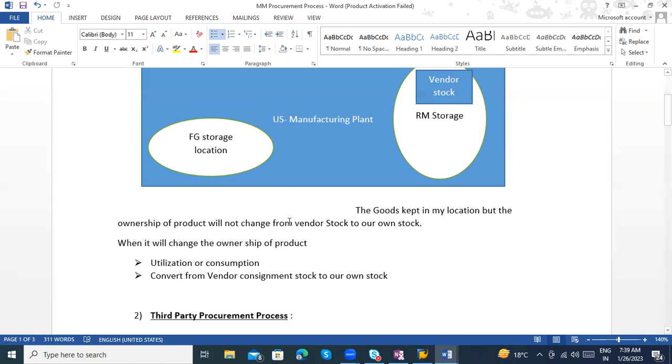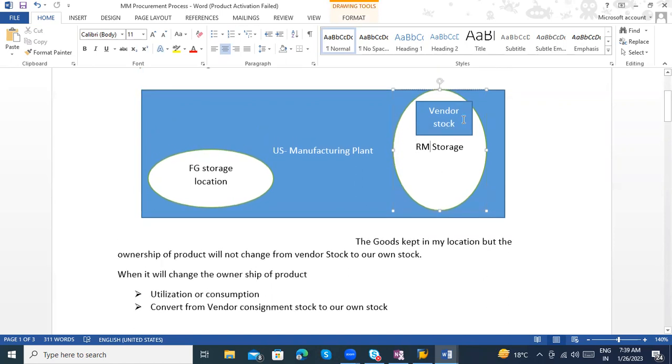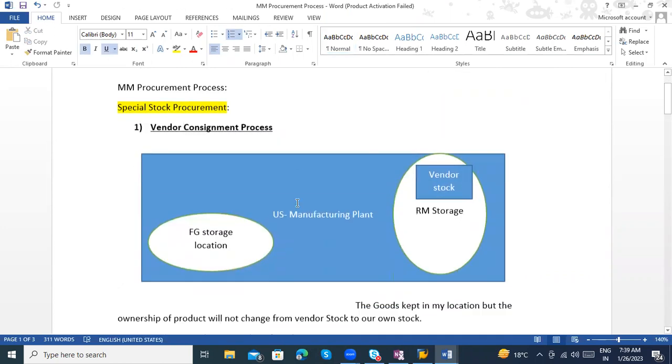Okay, so there is no impact on the accounting, even though it is getting to my location, because it is still the vendor's own stock. So there is no impact on the payments, and there is no open account or open value for the vendor. Okay, clear. So this is the vendor consignment process.